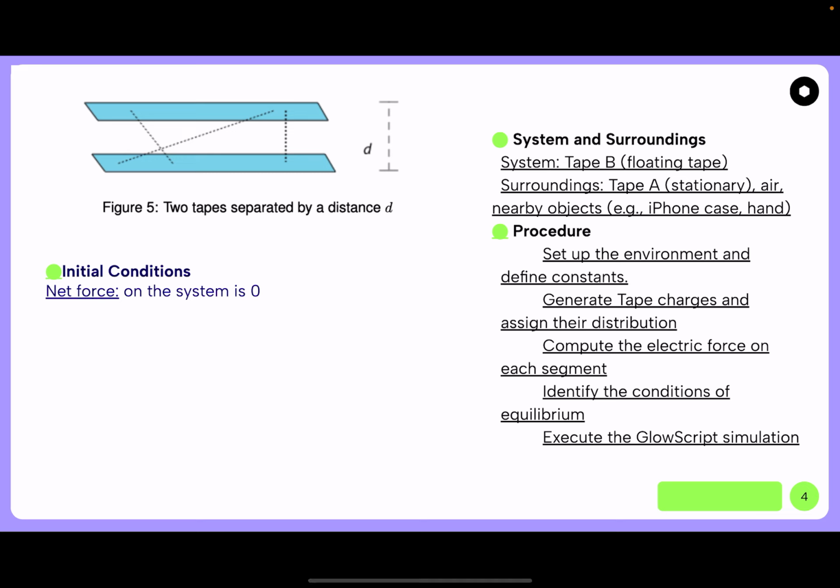For the experimental setup, our system consists of tape B, which is the floating tape, and tape A, which is the stationary tape. The surroundings include the air, nearby objects, and external influences.